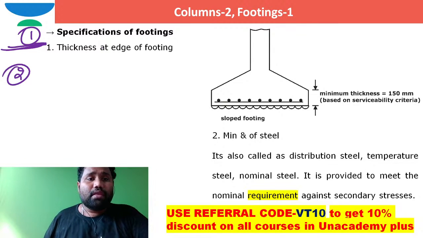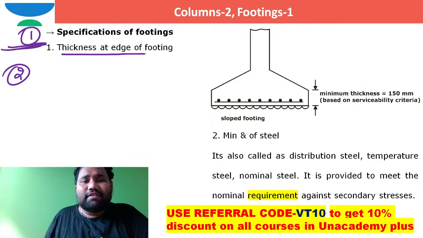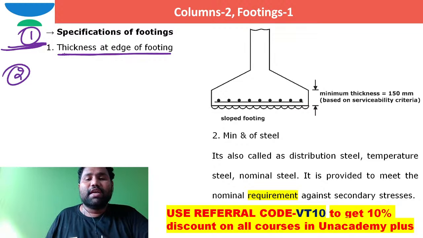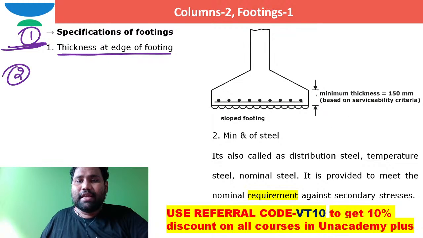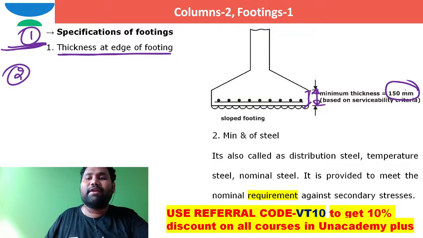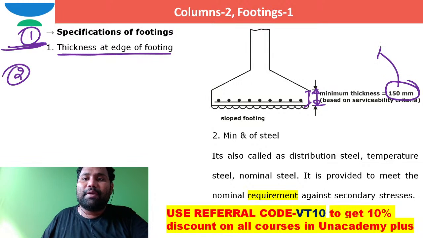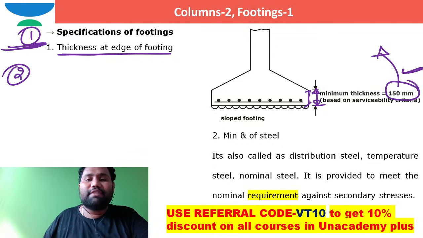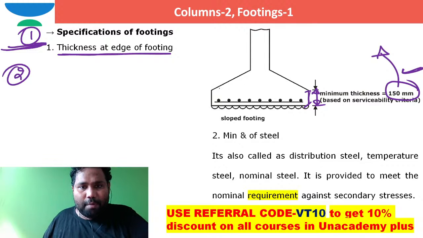So what is the minimum thickness at the edge of the footing as per IS 456-2000? In order to take care of serviceability, this is the minimum thickness for the footing. In case of sloped footing, the minimum thickness should be 150 millimeter. If I don't provide this 150 millimeter, then durability issues will come. So to satisfy serviceability criteria in case of sloped footings, the minimum thickness that I need to provide is 150 millimeter.